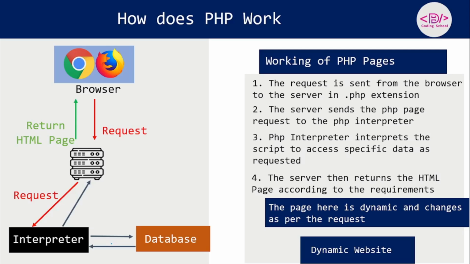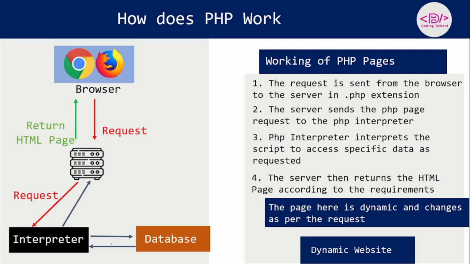We have the browser sending a request to the server. The server sees the request and then sends that request to the PHP interpreter. The PHP interpreter looks at what the request wants, and if it requires some data, then it will try to fetch the data from the database, and combine the data back.